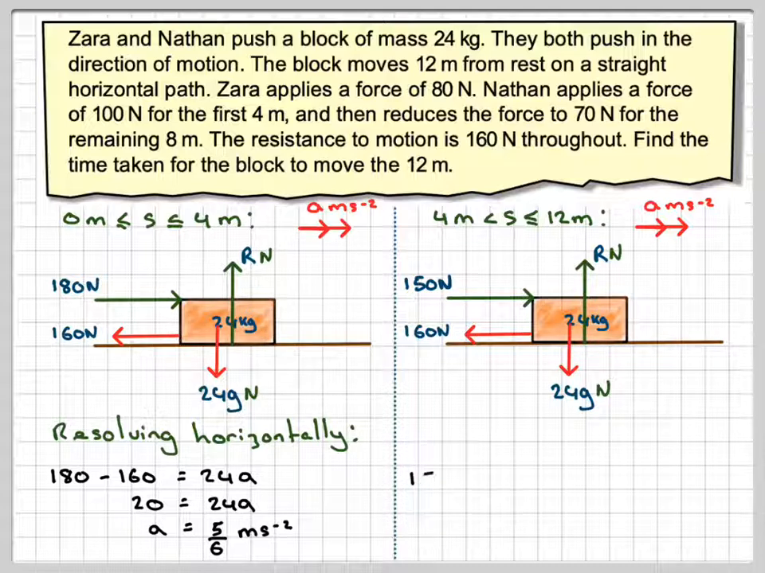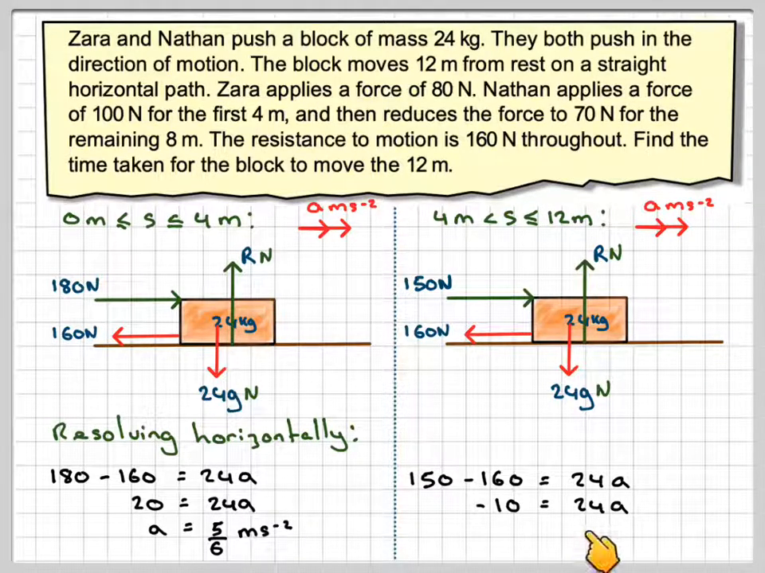In the second instance, the same idea, 150 being pushed that way against 160 going that way. It's going to be the same, mass times acceleration. So that gives me minus 10 is equal to 24a. Therefore, a will be minus 5 over 12 meters per second squared.